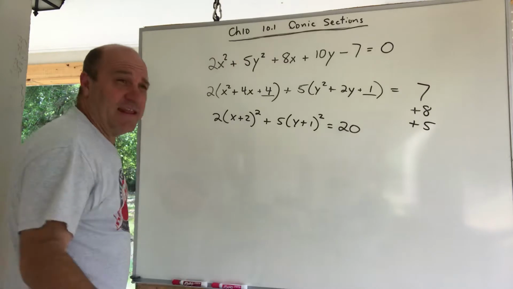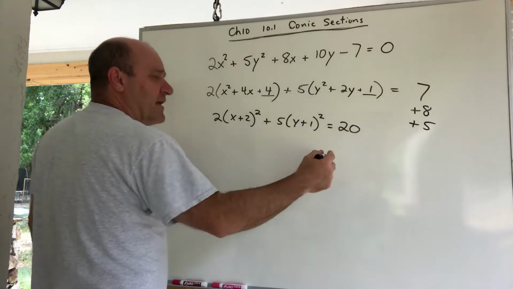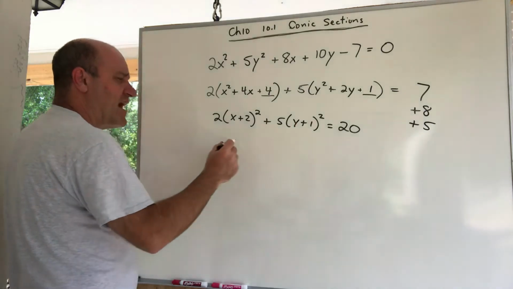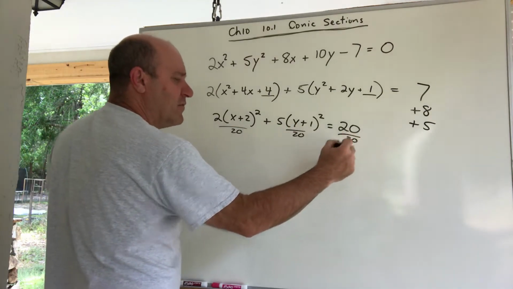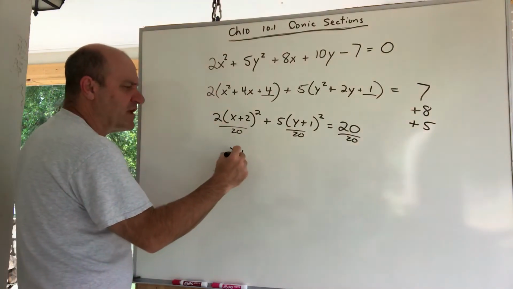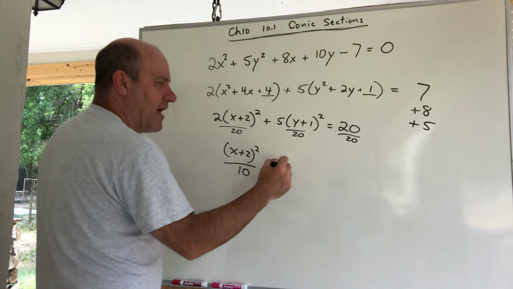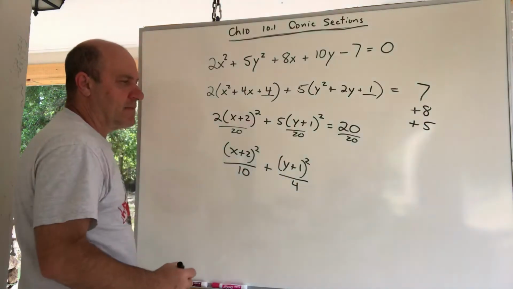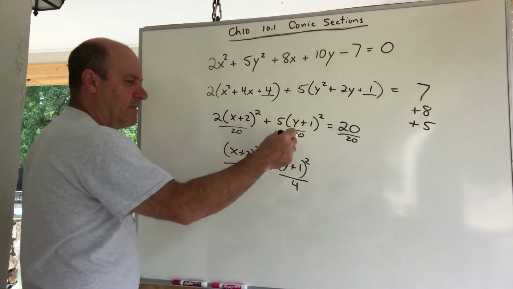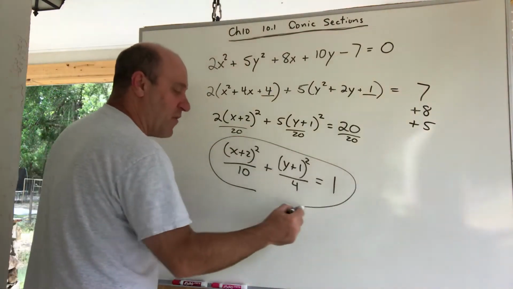Standard form of an ellipse wants this to be a 1. So we divide by 20, and we make that a 1. If I divide by 20, I divide by 20, and so now I get x plus 2 squared over 10, y plus 1 squared over 4. Yep, and that's a 1. All right, we are in standard form.